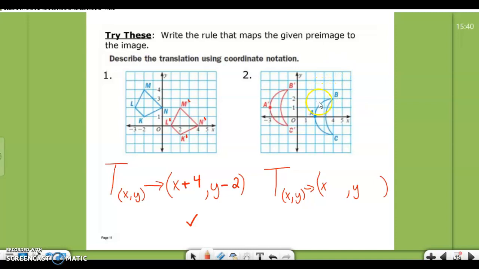For number 2, notice our eyes want to read from left to right, but this is where my prime notation is. So now I'm actually moving in this direction. I'm going back left, so it's going to be x minus something, but I'm moving up, so it'll be y plus something. I'm going to take B and I think 1, 2, 3, 4, 5 back, up 1. So it must be a minus 5 and a plus 1. I'm going to double check it. 1, 2, 3, 4, 5 back, up 1. There's my rule.